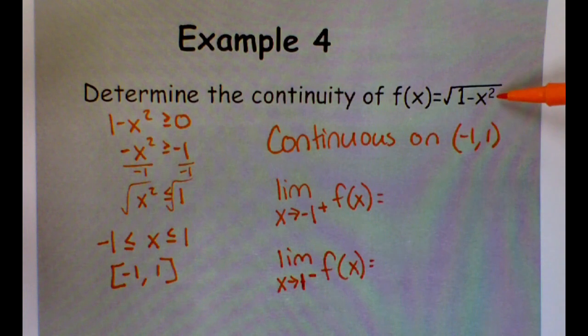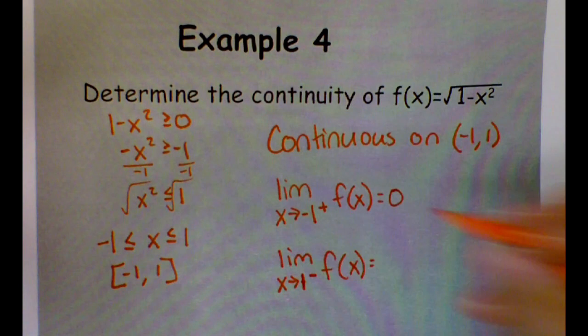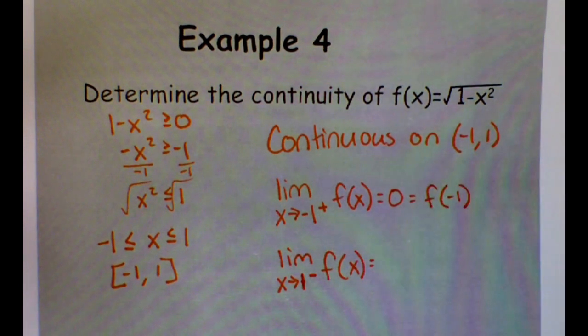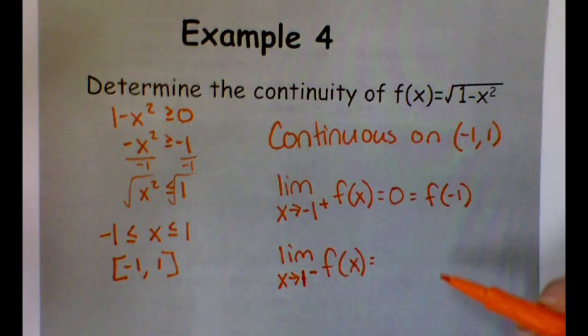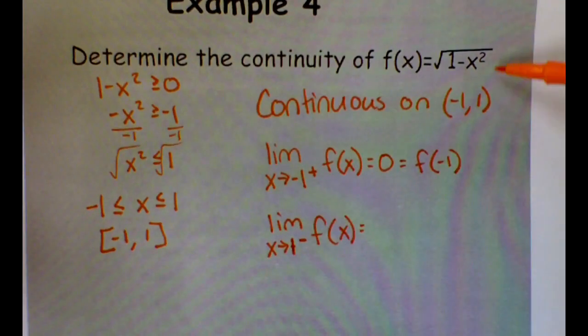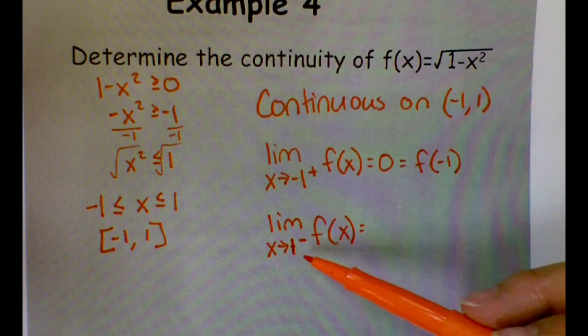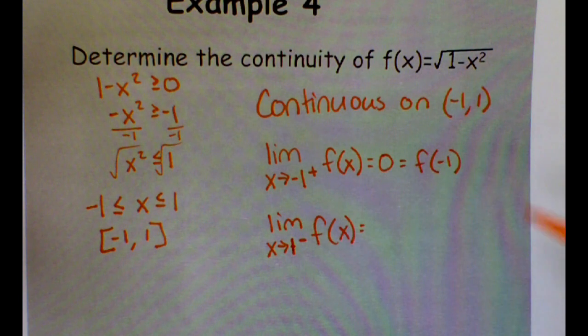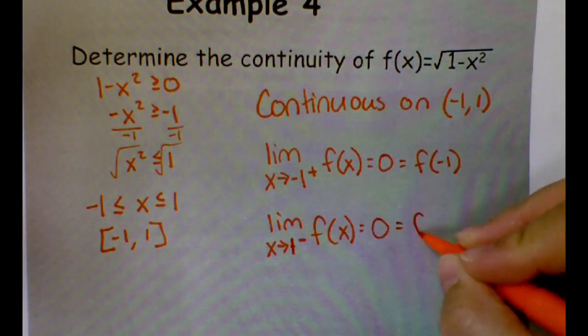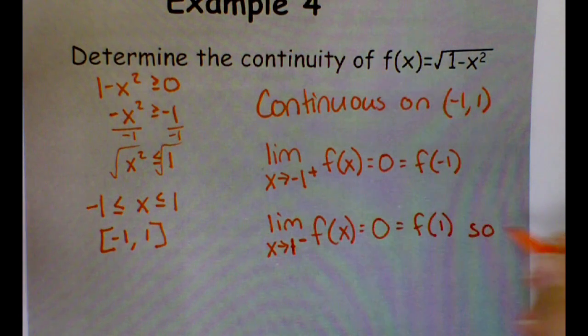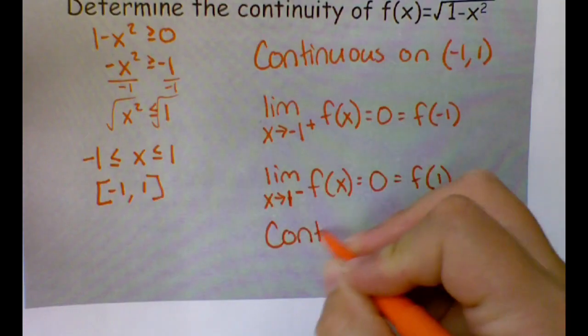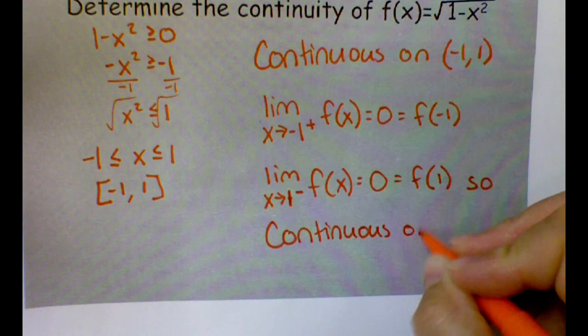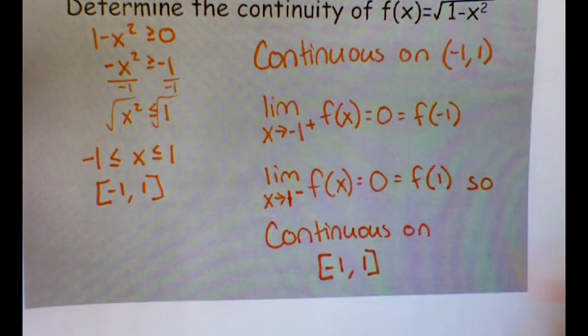So if I plugged in negative 1, I get 0. All right? If I look at a graph or plug in a whole bunch of values, I also get 0. And since that equals f of negative 1, we're continuous there. Then I try positive 1 from the left. If I plug in positive 1, I get 0. If I start plugging in values less than positive 1 but approaching positive 1, I still approach 0. So that is equal to f of 1. So we know that this function is continuous on the closed interval negative 1 to 1.